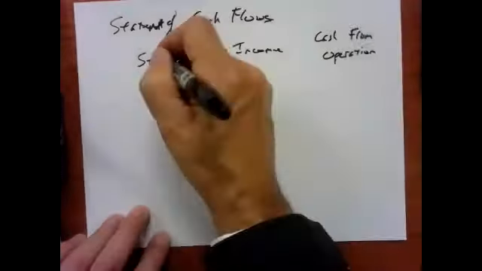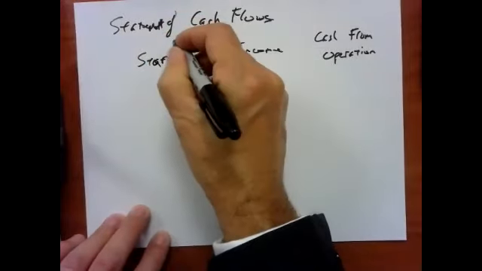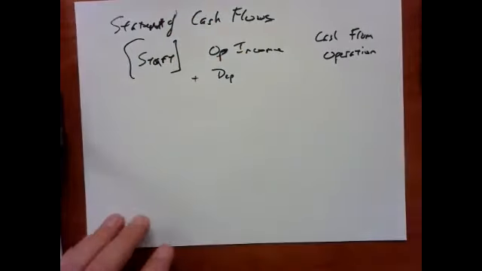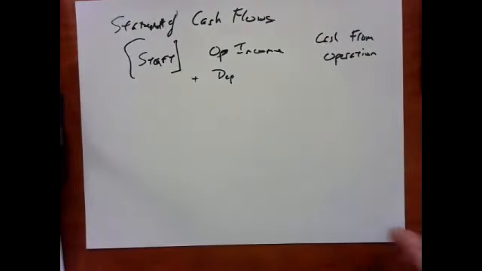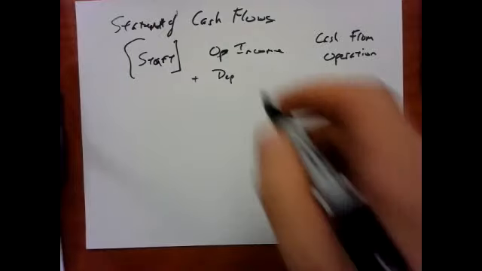This start, and that doesn't really need to be there. It's kind of talking and writing at the same time, so that's not part of the statement. That's just, so it starts with operating income, and this is cash from operations, right?